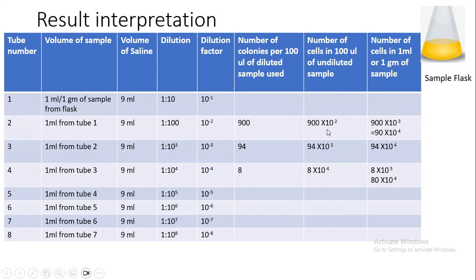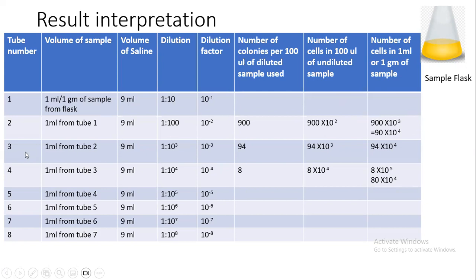However, we need to calculate how many colonies or cells are present per ml of the sample. So here we further need to multiply by 10. Since you have the number of cells per 100 microliter and we need to find out the number of cells in 1 ml, you further need to multiply your answer by 10. So that will give you 900 into 10 to the power 3 cells per ml.